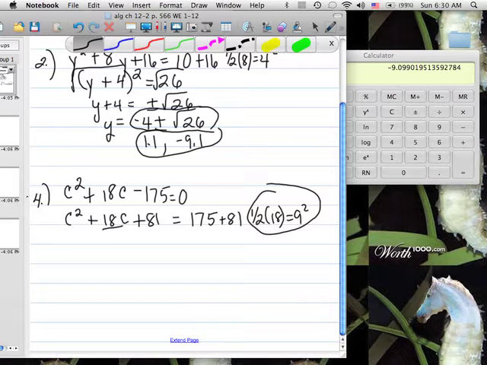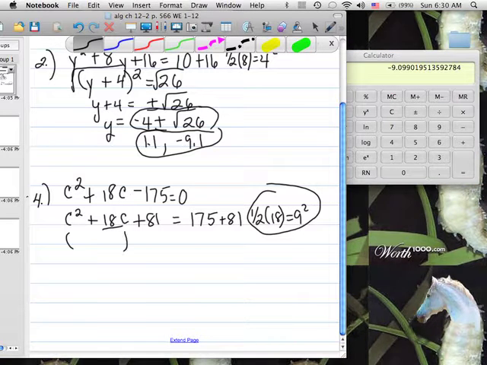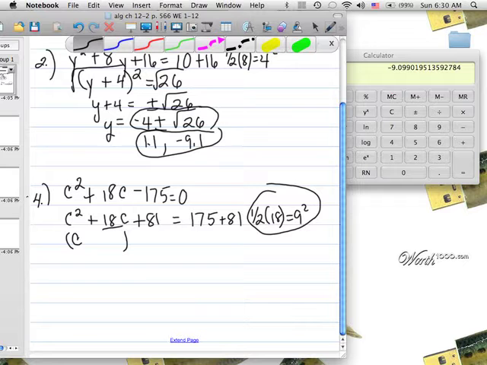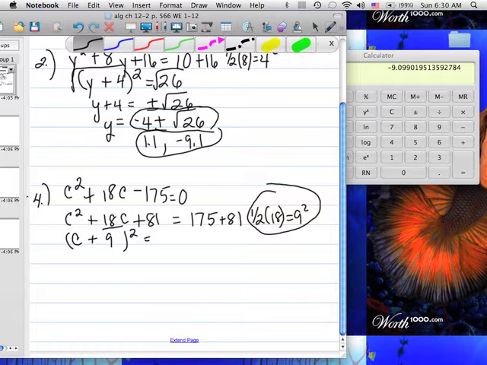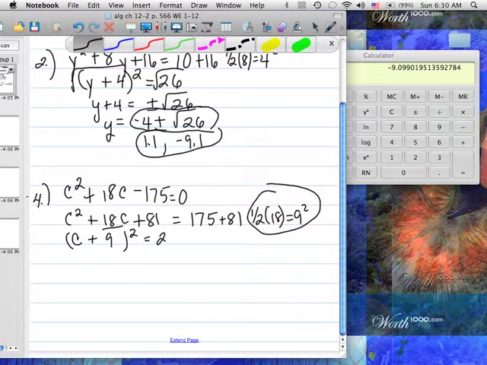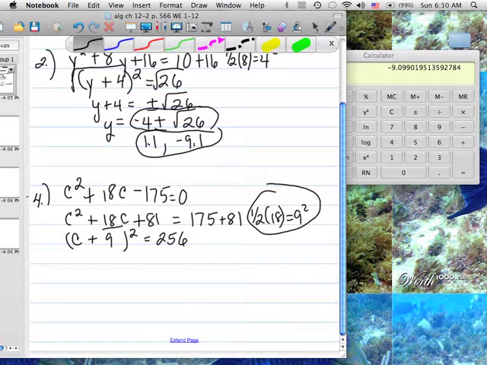So now I have a perfect square trinomial. The square root of c squared is c. The square root of 81 is 9, and it's plus between them. And 175 plus 81 is 256.